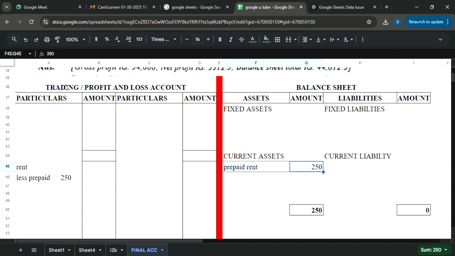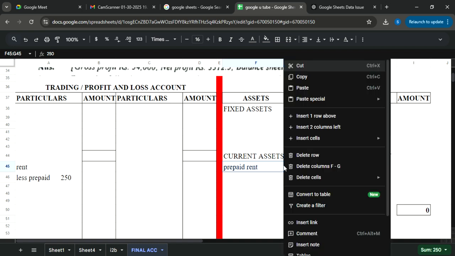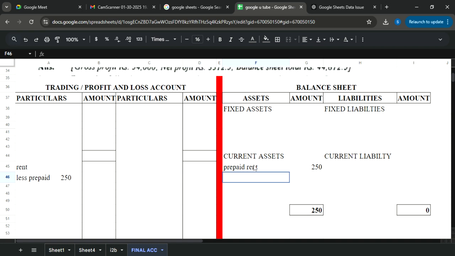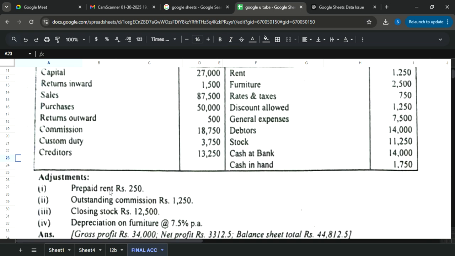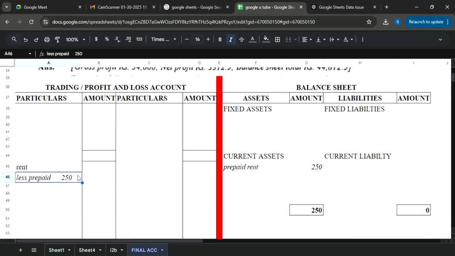And since these are part of adjustments, we can change the color. Let's see if I can change it over here. Okay, the option is not present, so I am just going to change it into italic format so that you can remember that this was your adjustment. Alright guys, this is our first adjustment. I would like to repeat it. Prepaid rent. As you know, prepaid is to be subtracted from expense, and the second effect is on asset. So we have done less prepaid subtracted from expense, and on the asset side it should be written under current assets. So the first adjustment has been done.